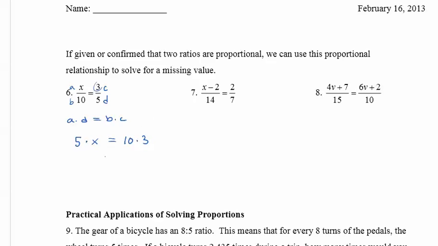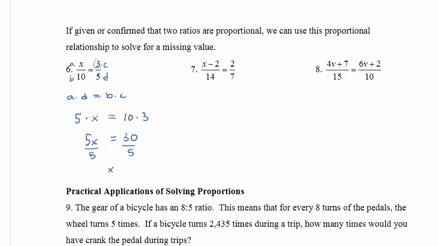Simplify this. 5x equals 10 times 3, which is 30. Divide both sides by 5, or multiply by 1/5. It's the same thing. x equals 6. Now, we're basically saying that 6 is the number for x that will make these two proportional.